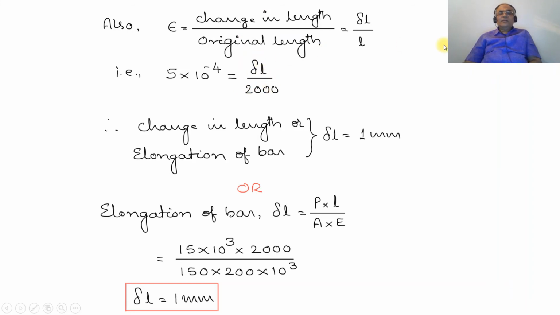The 2 meters, when it is converted into mm, will become 2000. Therefore, the change in length or the elongation of the bar, delta L, will be equal to 1 mm. So this is how you will be able to find the solution.